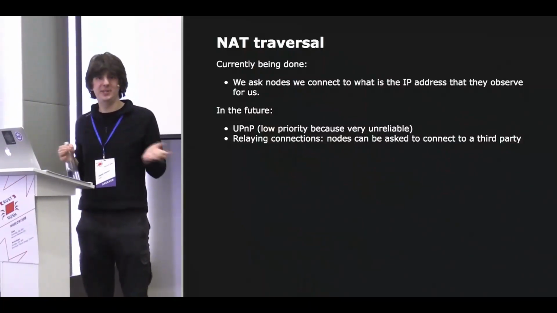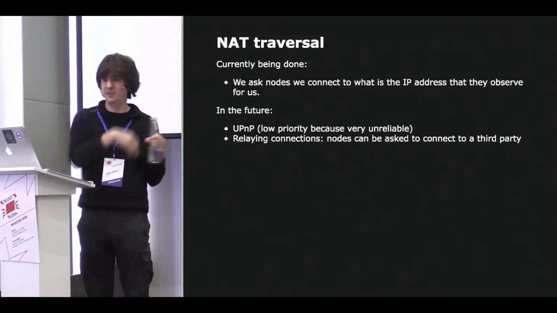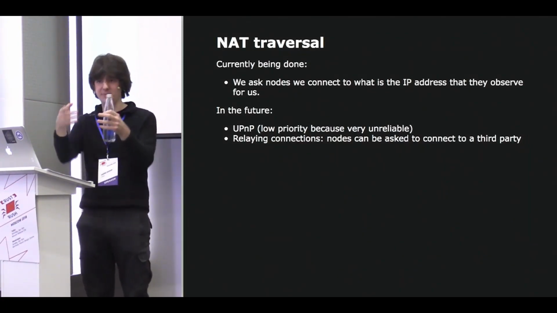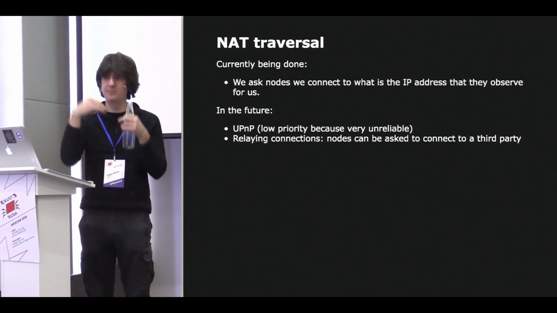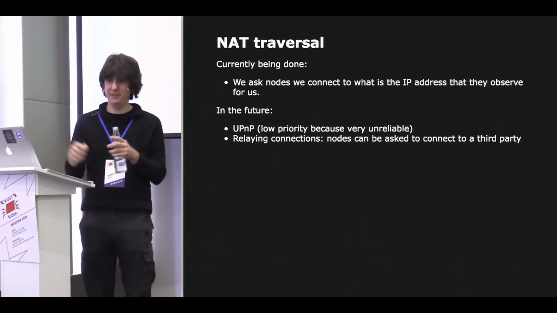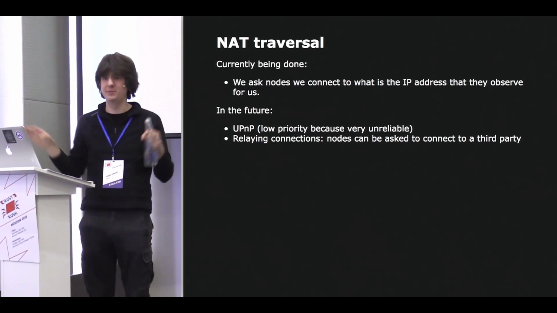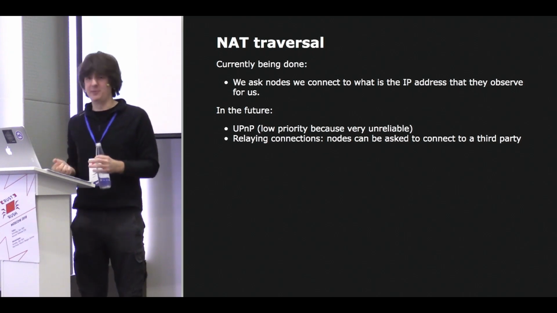Maybe another question. Does it implement something for NAT traversal? NAT traversal. So I have a bonus slide. I kind of anticipated this. So right now, all we do is whenever you connect to the network, whenever you dial a node, you ask which IP address is yours, which gives you your external IP address, and then you advertise this IP to the network. That's all we do right now.